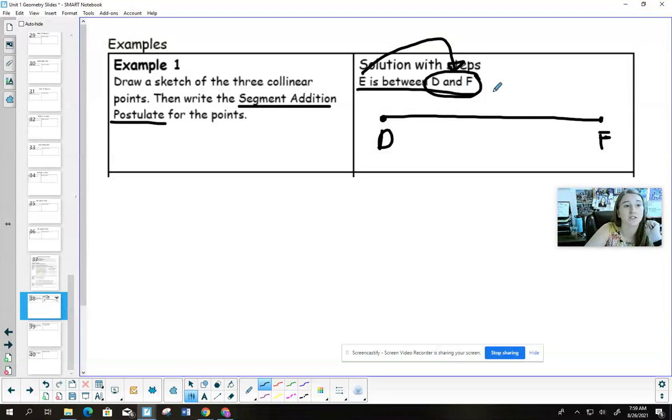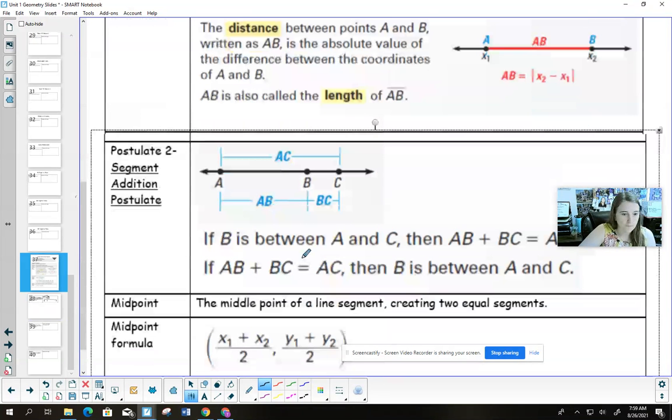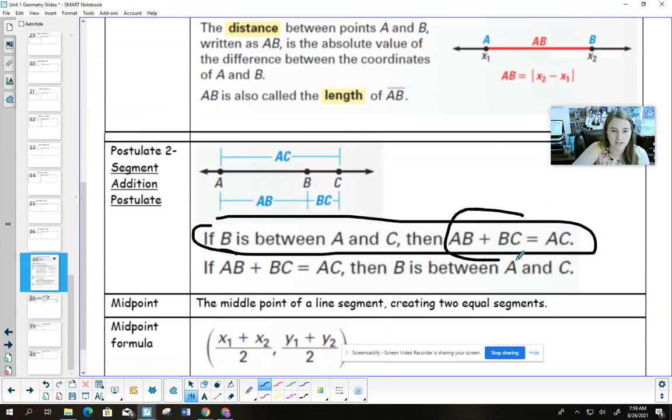Between specifically does not necessarily mean the middle. So I'm going to put E here, but we could put E anywhere. It doesn't matter. Between just means somewhere in between. So there is a sketch of the three collinear points. That's all that the question is asking to start. Then we are going to write the segment addition postulate, which was in the vocab. This is the piece we use when writing out how the segments add together.